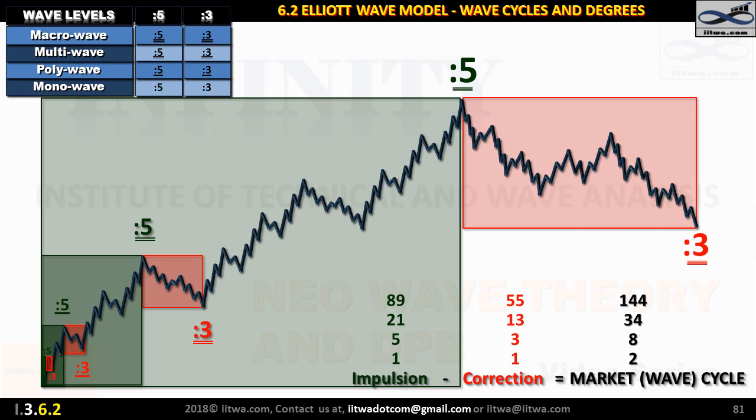More keenly, if you observe, you will find out that the smallest to largest wave cycles' impulsive phase ends at wave count 1, 5, 21 and 89. Next observation is that the corrective phase of smaller to larger wave cycle ends at 1, 3, 13 and 55. All in all, 1, 1, 2, 3, 5, 8, 13, 21, 34, 55, 89, and 144 are Fibonacci numbers. Amazing.